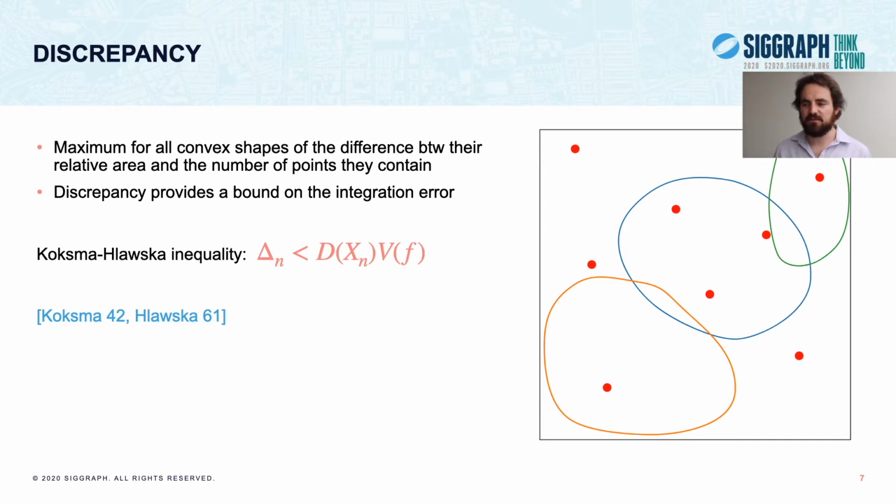On the right you can see there is the blue convex shape that has 3 points in it while being 1/4 of the domain size, and so we expected 2 points. That gives us a discrepancy of 1/8. What makes discrepancy such an interesting quality measure is that it's directly linked to the integration error.